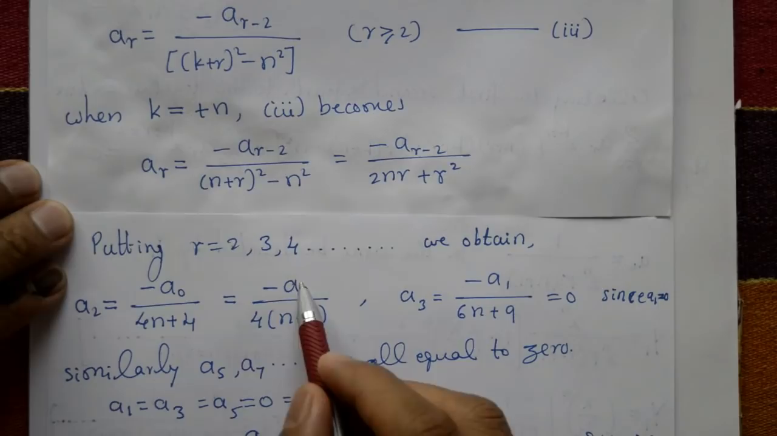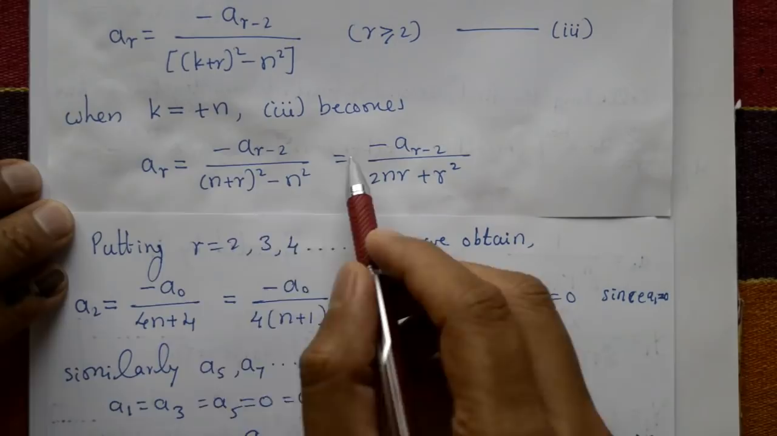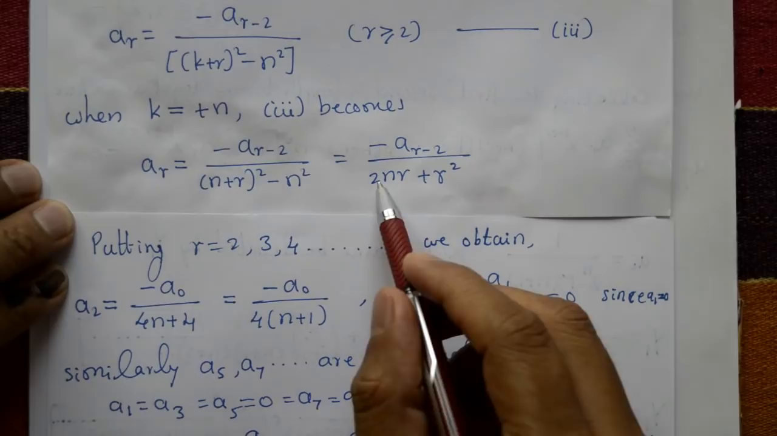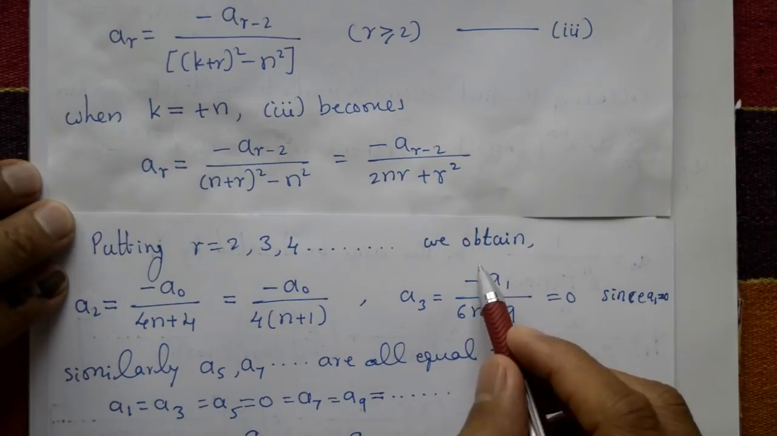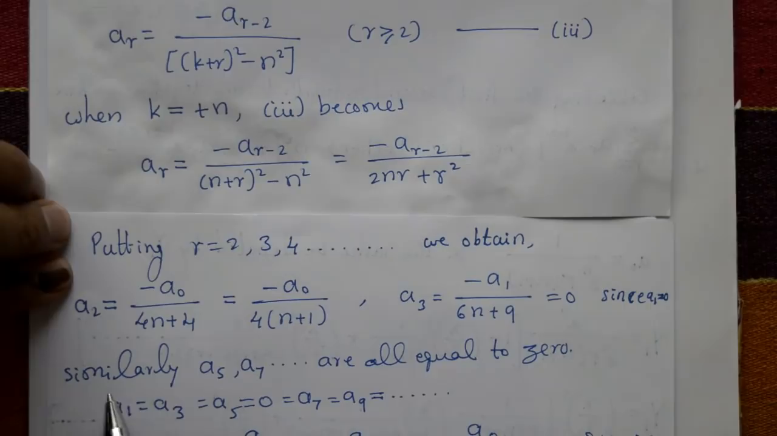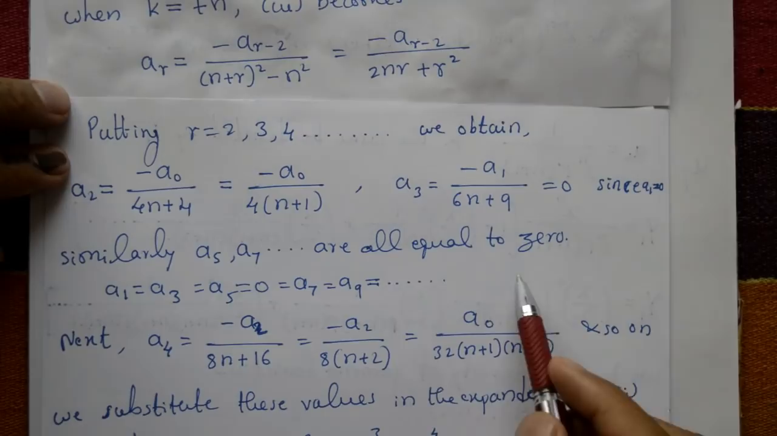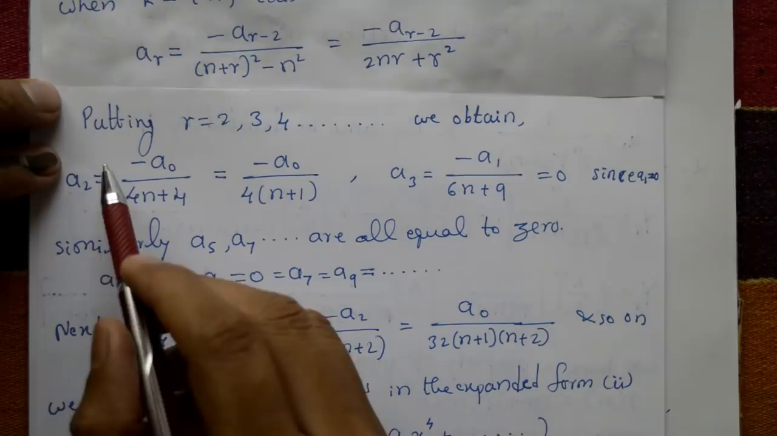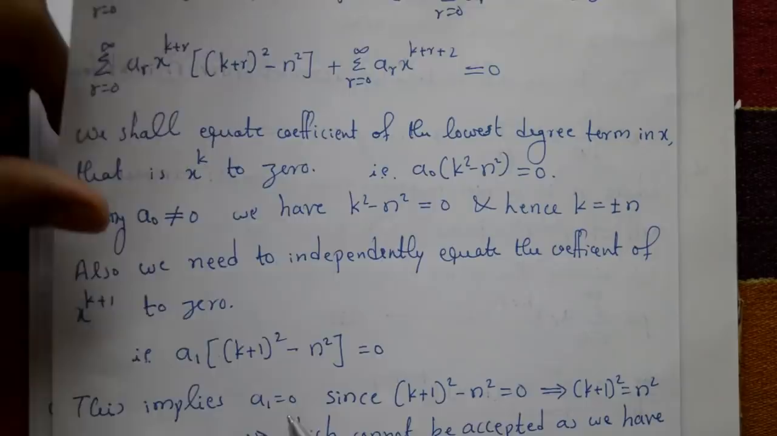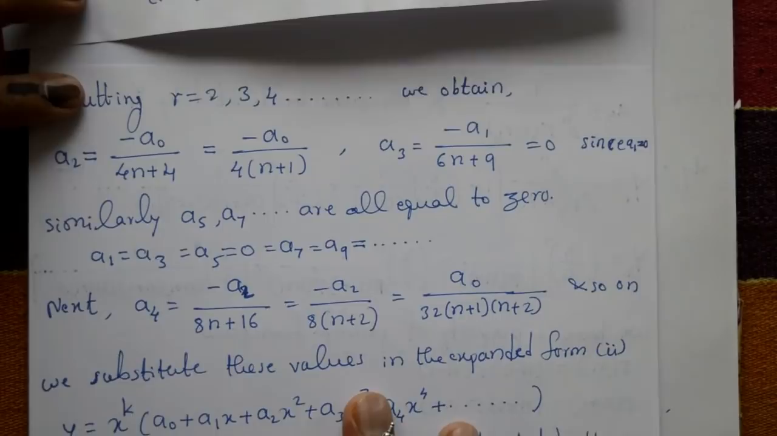Again, put r is equal to 3. a3 is minus a3 minus 1, which is a1, divided by 6n plus 3 square, which is 9, equal to 0, since a1 value is 0. Similarly, odd numbers a1, a3, a5, a7, a9, a11, all odd a values are 0. Only even numbers a0, a2, a4, a6, a8 remain, because it is given a0 is not equal to 0, and since a1 equal to 0, a3 is also 0. Now, put r is equal to 4.